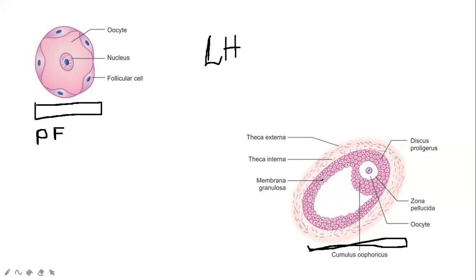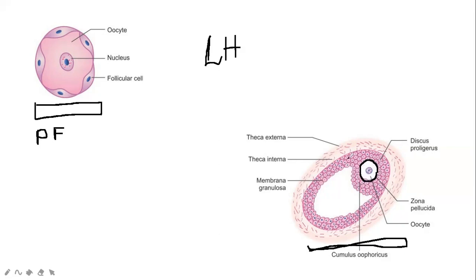In the structure of the Graafian follicle, the follicular cells differentiate, become columnar, become cuboidal, and then form strata, so it actually looks like a stratified cuboidal epithelium. There we have the oocyte. Separating these cells and the oocyte is a thick layer that we call the zona pellucida.